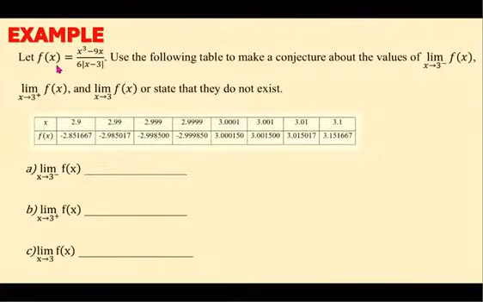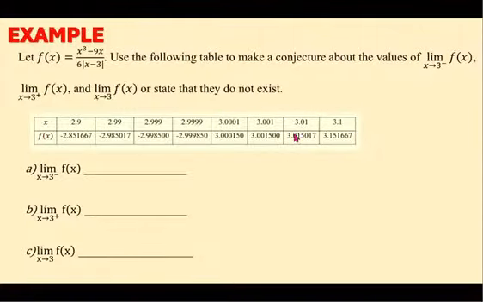Let f of x equal to x cubed minus 9x over 6 times the absolute value of x minus 3. Using the following table, make conjecture about the values of the limit as x approaches 3 from the left, x approaches 3 from the right, and limit as x approaches 3. And if it does not exist, you can just write down it does not exist.